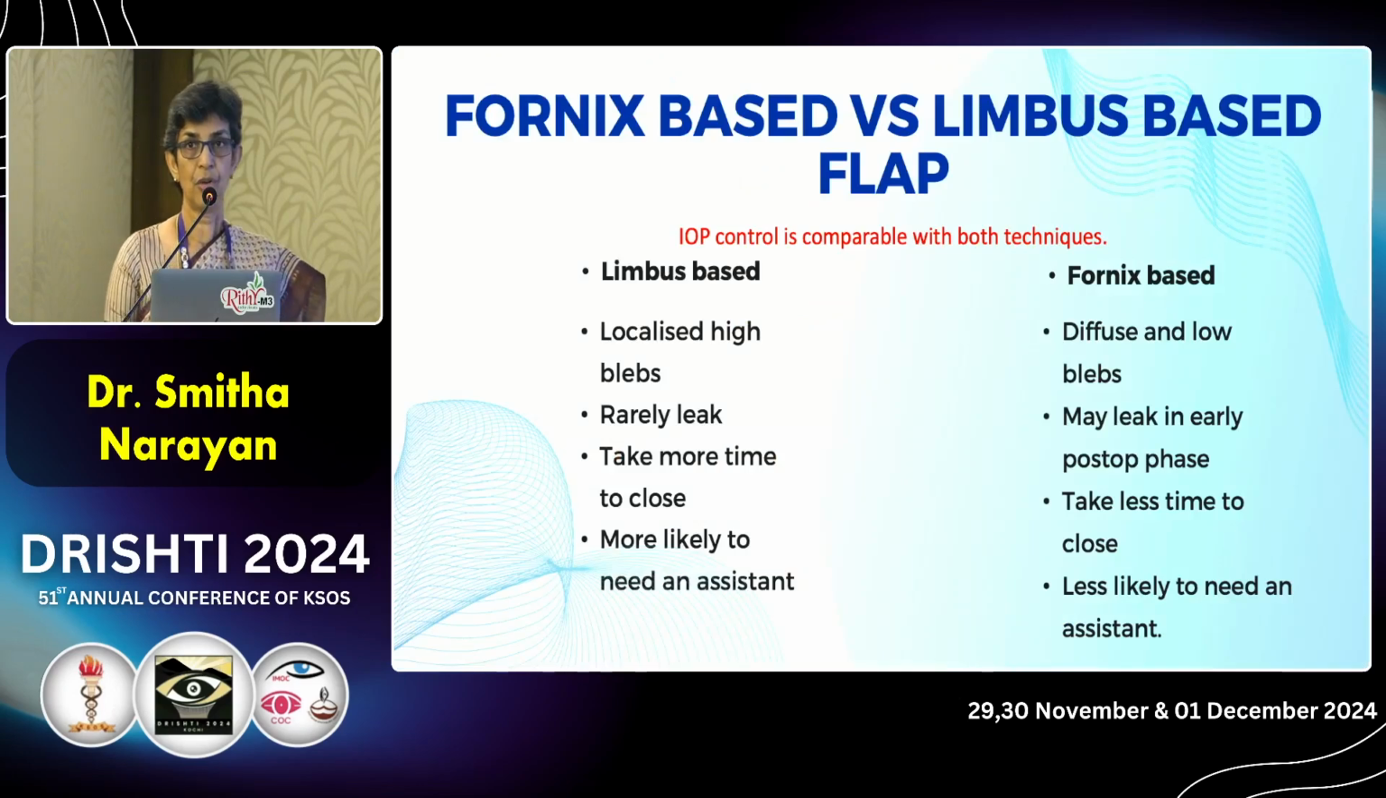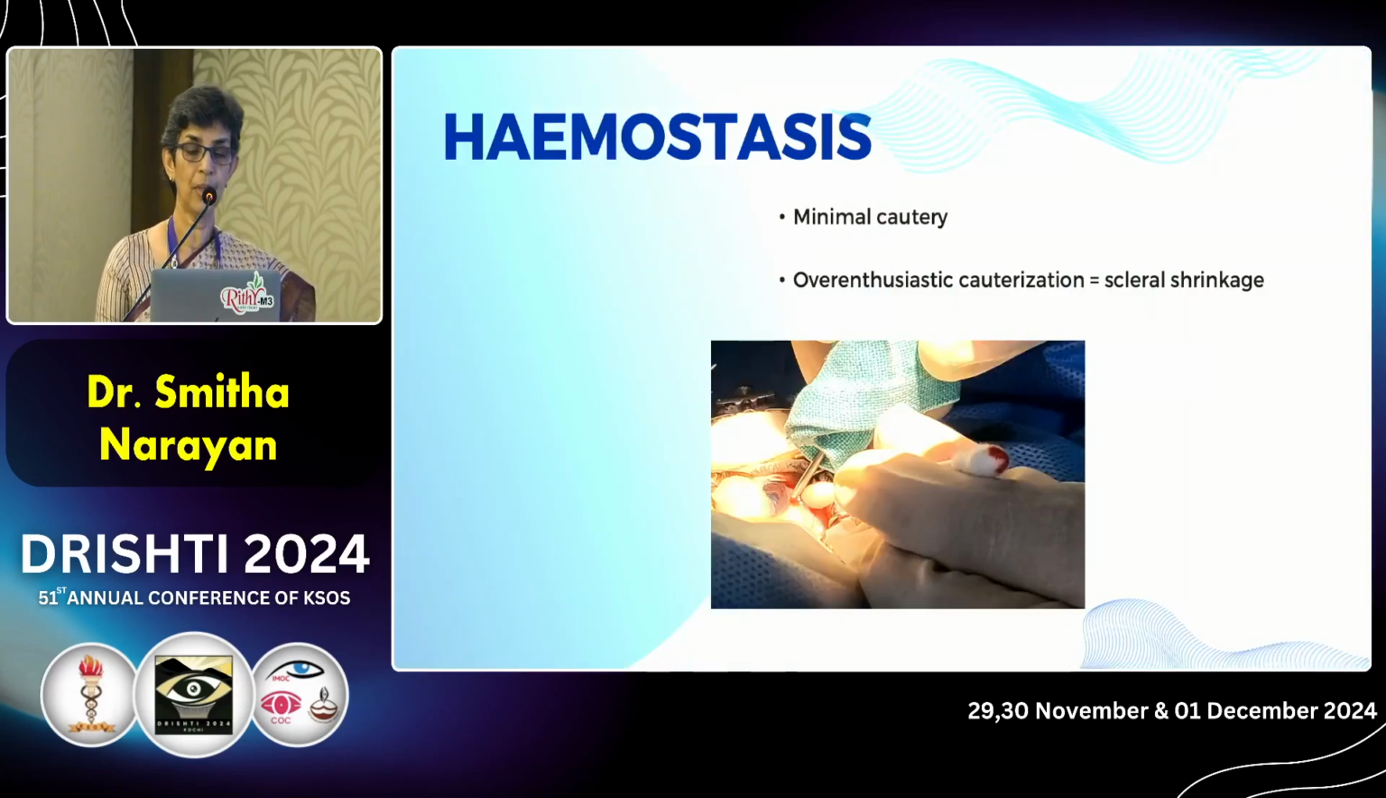The incision of the conjunctiva can be either a fornix-based incision or a limbus-based incision. I personally prefer a fornix-based incision, though intraocular pressure control is equivalent in both these techniques. The fornix-based incision takes less time to close and is less likely to need an assistant, and it also gives us a diffuse and low bleb. Hemostasis can be performed using minimal cautery because over-enthusiastic cautery can lead to scleral shrinkage.